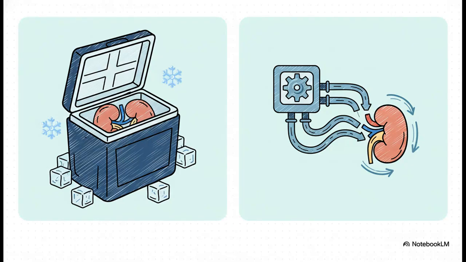So once the kidney is procured, how do we keep it safe and sound until it's implanted? We've got two main techniques. On the left is static cold storage, which is basically a specialized cooler. It works great for grafts with short ischemia times. But on the right, we have hypothermic machine perfusion, or HMP. This is really cool technology.